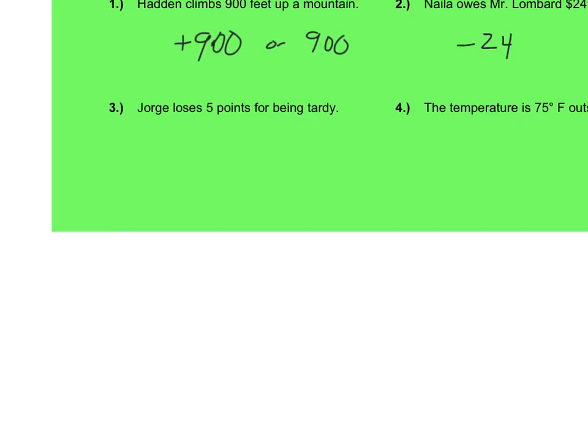George loses 5 points for being tardy. You see this loses. That's again like subtraction, so he's going 5 points in the hole. That integer would be minus 5. Okay?